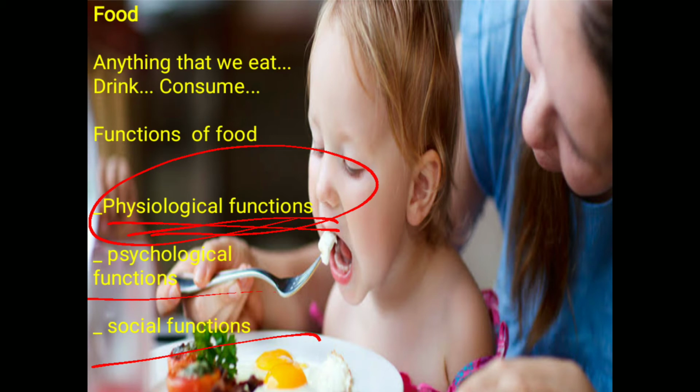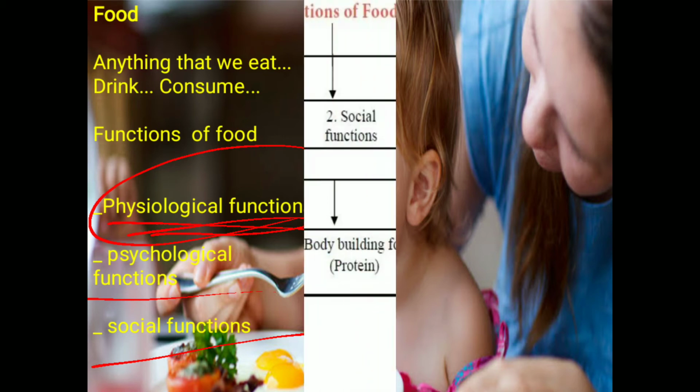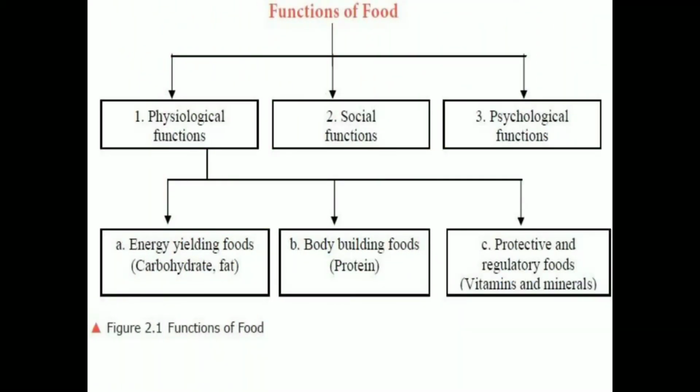Roughage or fiber helps us in our bowel movement, or to keep our healthy bowel system. Bowel means, in Bengali we call it onthro. Okay, so next we will learn about the functions of food.